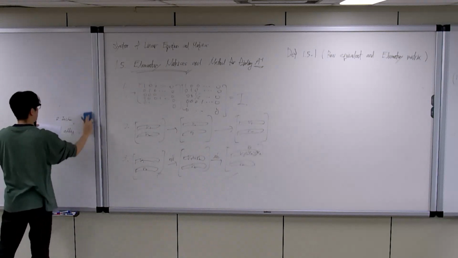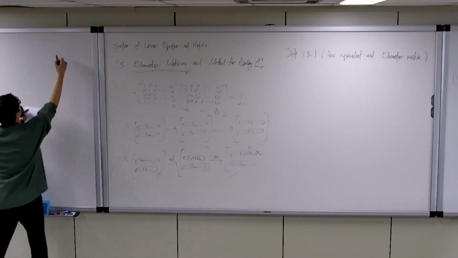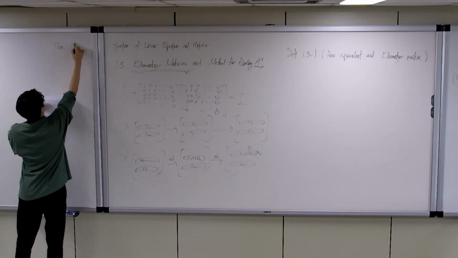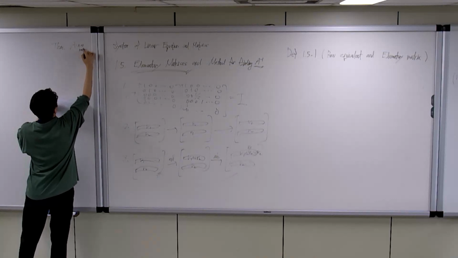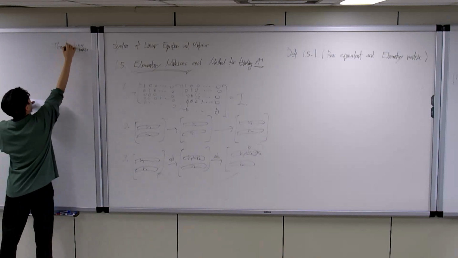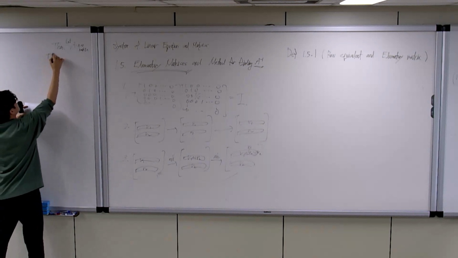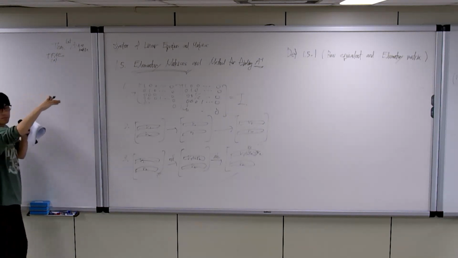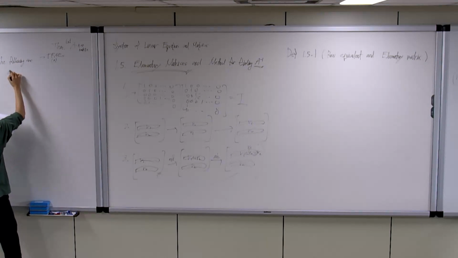So by using this, I will write a theorem. We consider A is an n times n matrix, a square matrix. The following are all equivalent. It is an equivalence theorem. This means the following are equivalent.